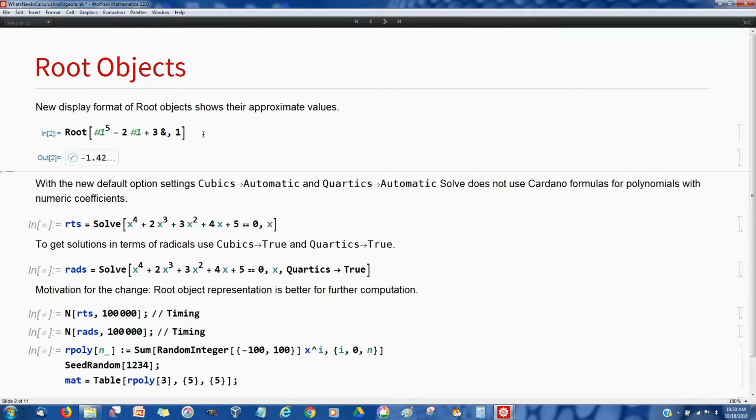Another change related to root objects is that the new default setting for the cubics and quartics option in Solve is Automatic, which means that if all the coefficients are numeric, so the roots are numbers, then they are returned as root objects rather than as radicals. So we will not use Cardano formulas to solve third and fourth degree equations with numeric coefficients unless you ask for it.